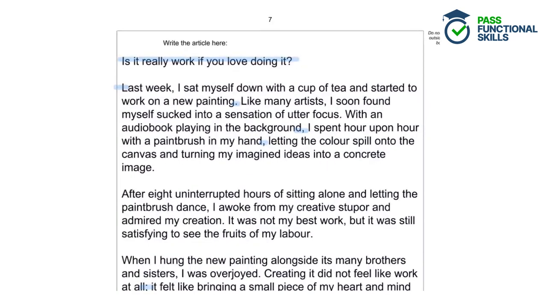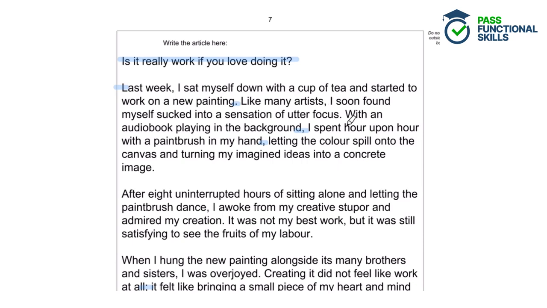The grammar in this answer is also very strong. We know this because we have read through and everything makes sense. All of the nouns and verbs match up together. So make sure that you read through your answer to make sure that all of it makes sense.